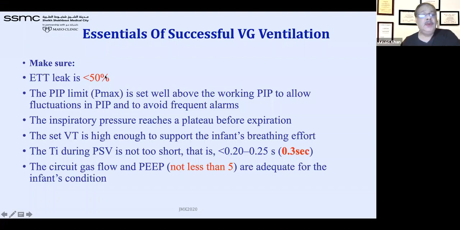So the ET tube should have less than 50% leak, because if there is a leak, the pressure will not be able to deliver as much volume as you have set. The inspiratory pressures reach plateau before expiration. The tidal volume is high enough to support the infant's breathing effort. So if you keep it at 3, it will not be enough. So you have to go 4 and above. And the circuit gas flow and PEEP should be around 5 and not less than 5.